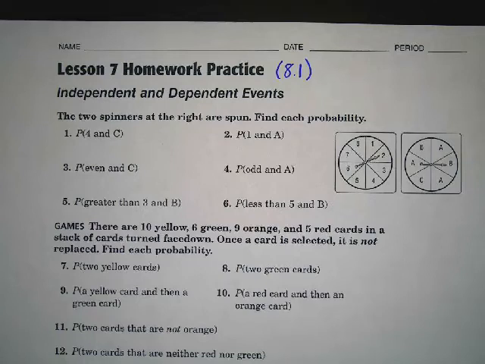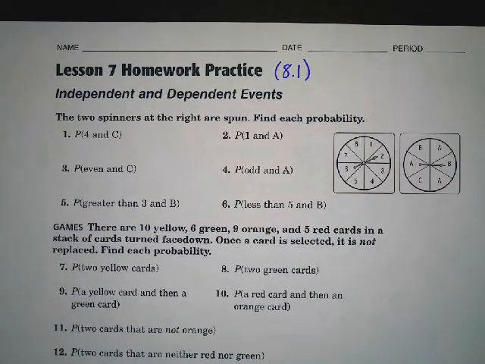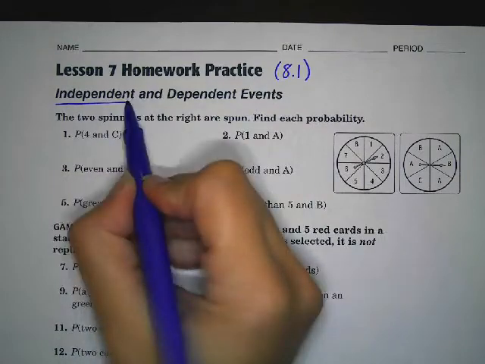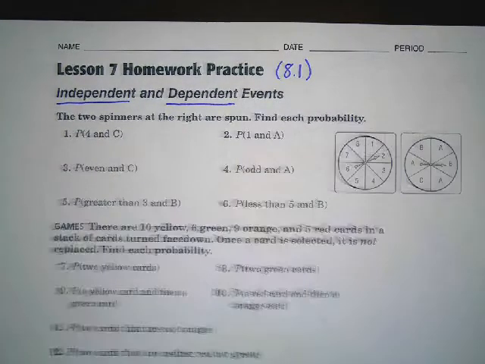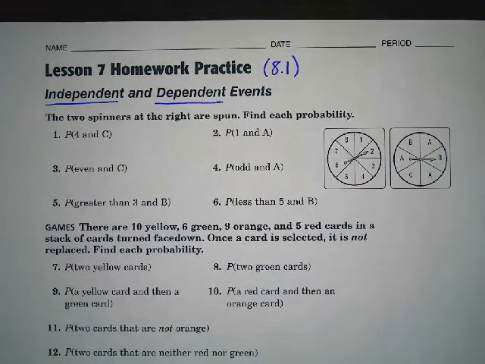Okay, today's lesson 8.1, and we're on week 8. Lesson 1 is working with independent and dependent events. So you're going to have to identify which ones are independent and which ones are dependent to be able to figure out the probability. So we are going to do a couple of these together.